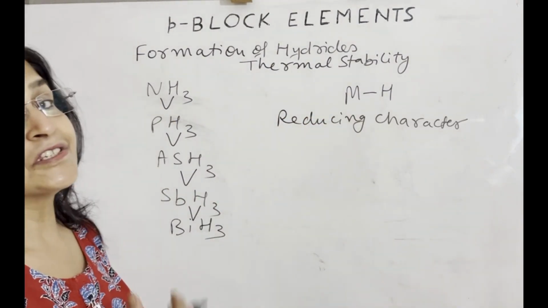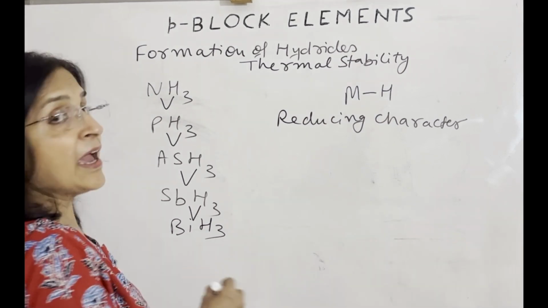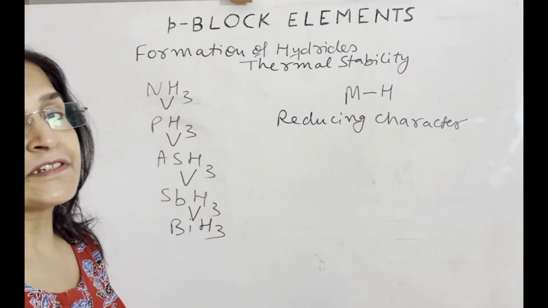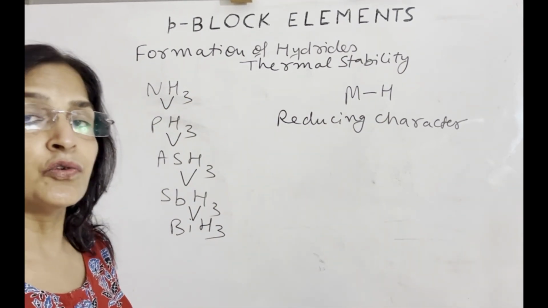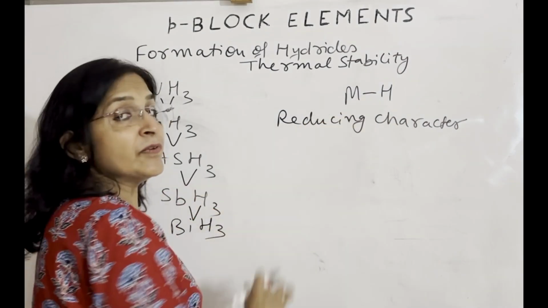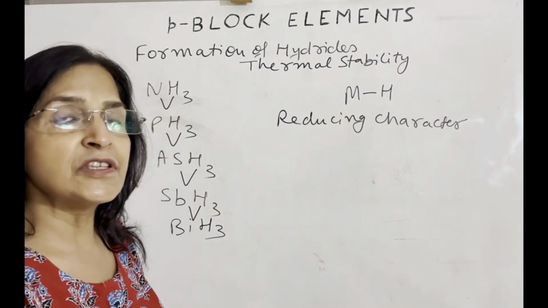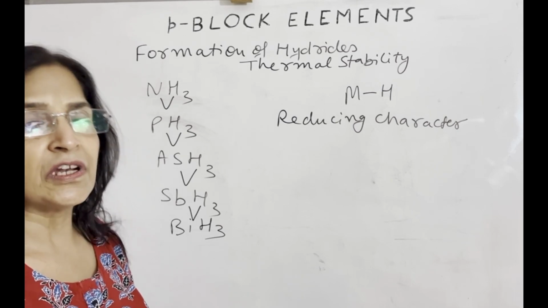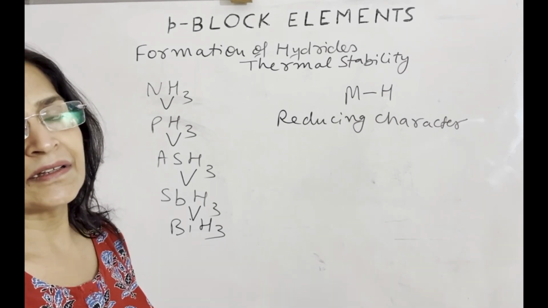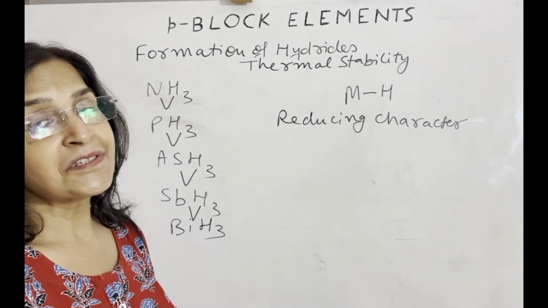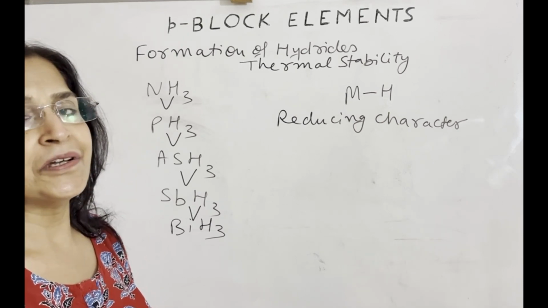Now next is reducing character. Reducing character is inversely proportional to thermal stability. As we move top to bottom, thermal stability decreases, meaning tendency to release hydrogen increases. As we move down the group, the strength of M-H bond decreases, meaning tendency to release hydrogen increases, reducing character increases. Ammonia is the most stable, meaning it doesn't act as a good reducing agent.